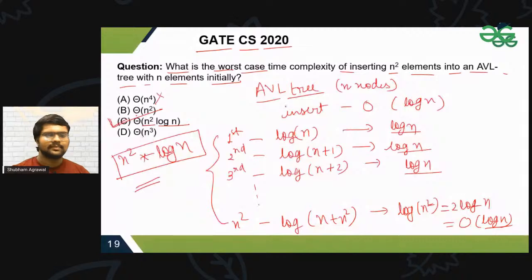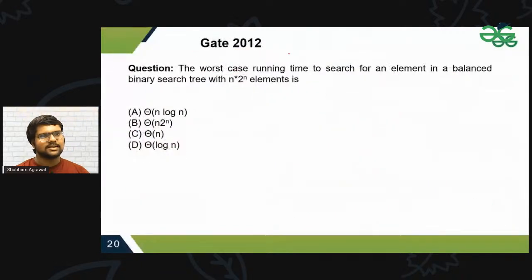Now let's see one more question. This question was asked in GATE 2012, in which we have to find the worst case time complexity to search an element in a binary search tree with n into 2 to the power n elements. So here they have told balanced binary search tree. So there are two: the first one is AVL and the second one is red black.